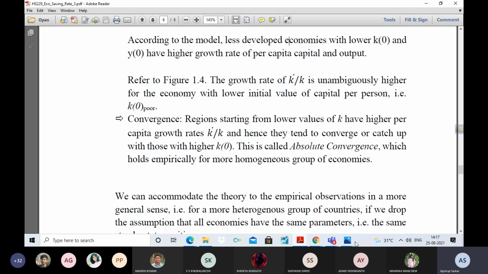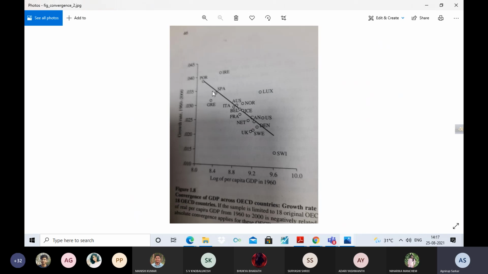What happens when we look into a more homogeneous group of economies? This would be the trend. This particular figure 1.8 in Barro and Sala-i-Martin shows the results if we limit our consideration to 18 relatively advanced countries that were members of the Organization for Economic Cooperation and Development, OECD. So these are solely OECD countries that we are looking into from the start of the organization in 1961, right?